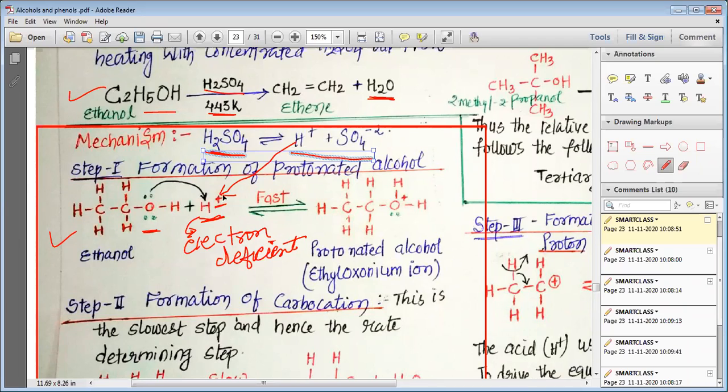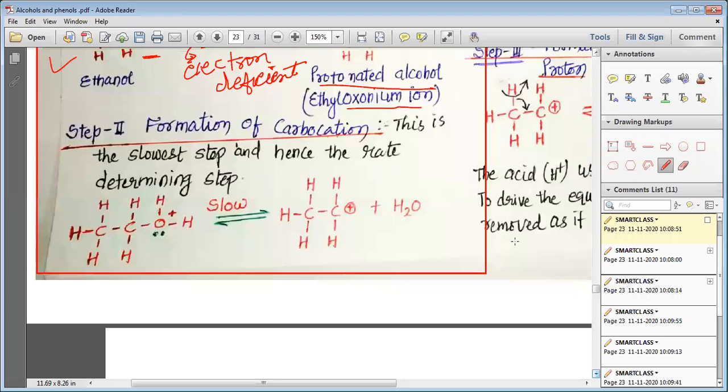This is a fast step, and in this fast step you get a new product, which is known as the protonated alcohol or ethyl oxonium ion. Now, my dear students, in the second step, this protonated alcohol or ethyl oxonium ion undergoes a slow step.